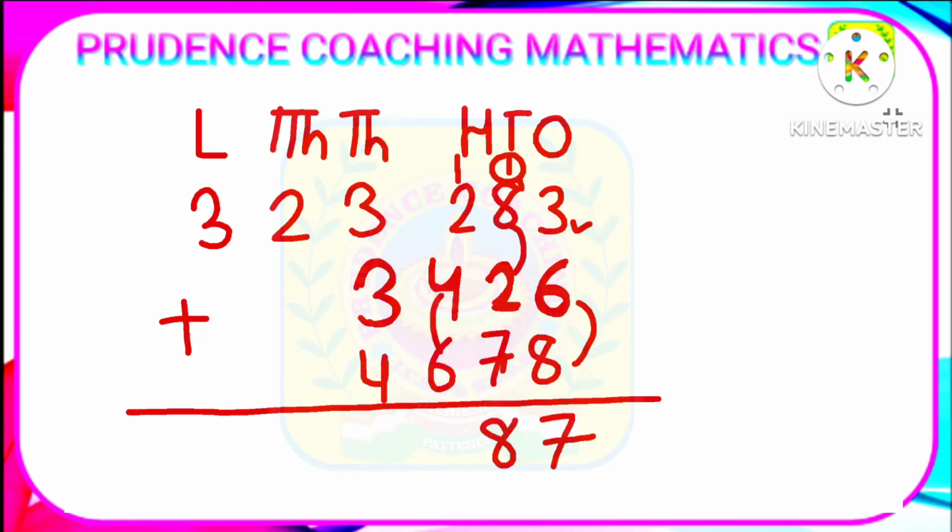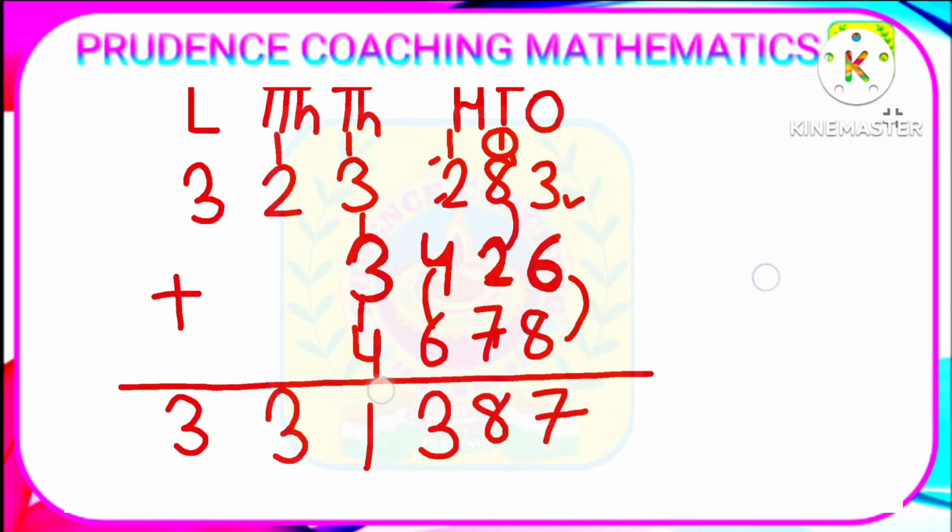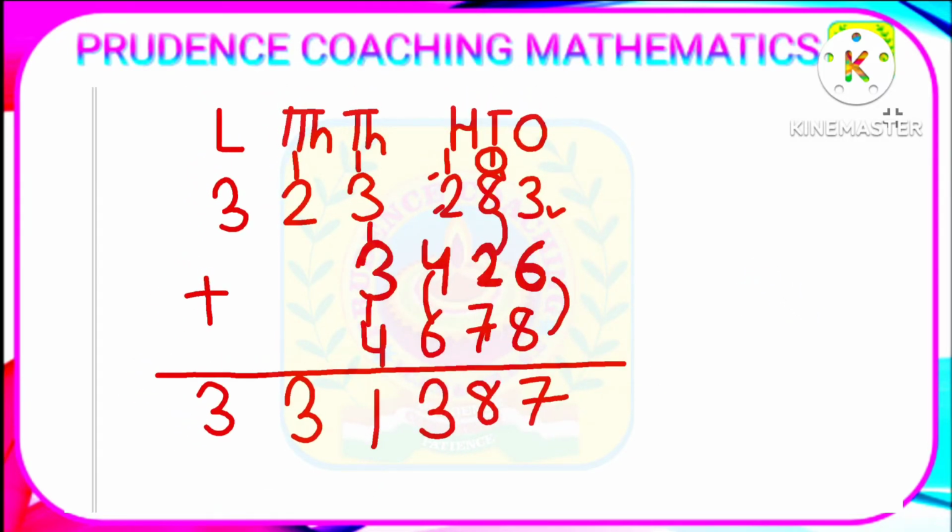Next 6 plus 4 is 10, 11, 12, 13. So we are getting over here 13. Next 4 plus 3 is 7, 7 plus 3 is 10, 10 plus 1 is 11. So 11. 2 plus 1 is 3 and here 3. So our final answer what we are getting is 3,31,387. Let us write this.